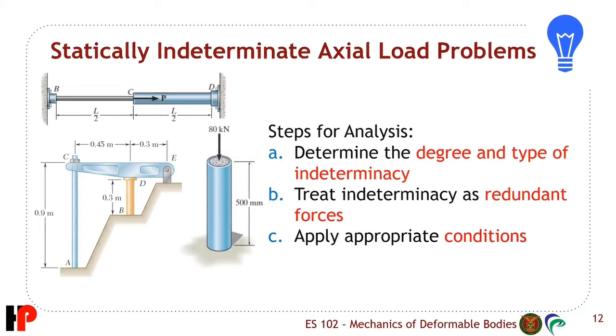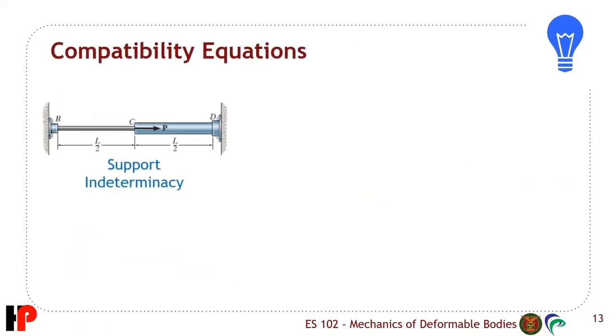So isa-isahin natin sila. So first, for a support indeterminacy, your compatibility equation is the displacement of D with respect to B or B with respect to D is 0. Actually, ang tama dyan ay delta D is 0 and delta B is 0. Pero the equation that we have is always about the relative. Pero since 0 naman sila pareho, edi yung relative 0 din. So that's your compatibility equation.